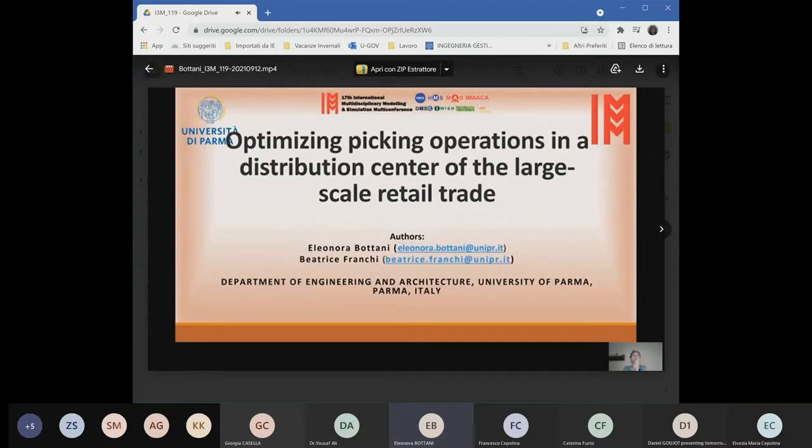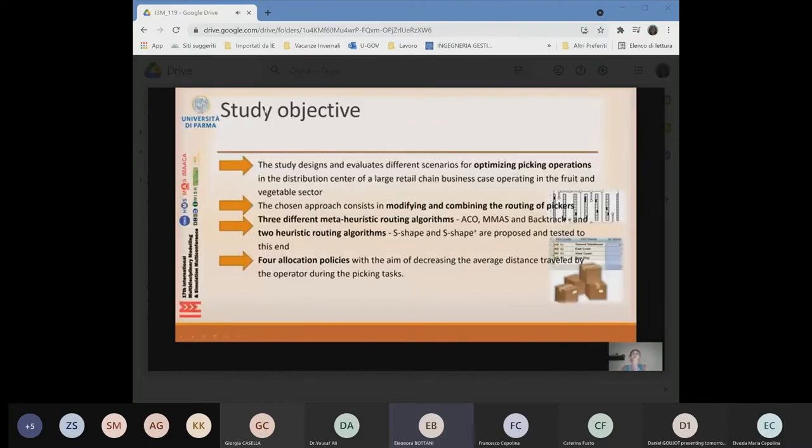I am a professor of industrial logistics at the University of Parma in Italy. This paper is about the optimization of picking operations in a distribution center of the large scale retail trade. We are two authors of this paper. Besides me, Mrs. Beatrice Franchi, who is a research fellow at the Department of Engineering and Architecture under my supervision.